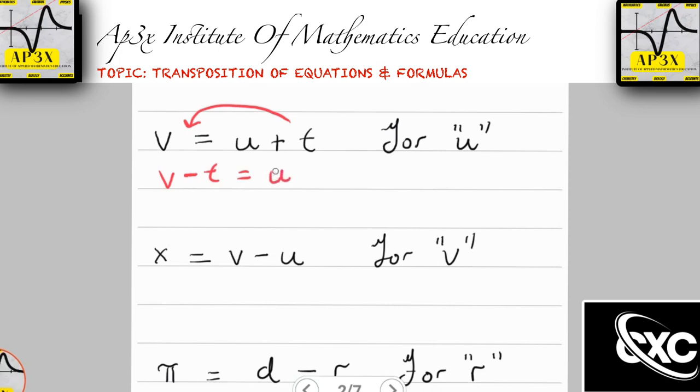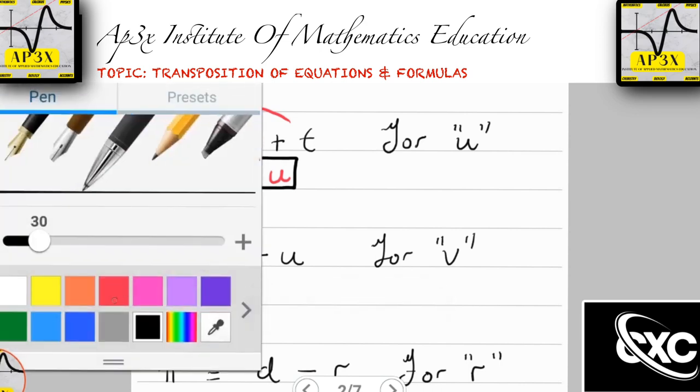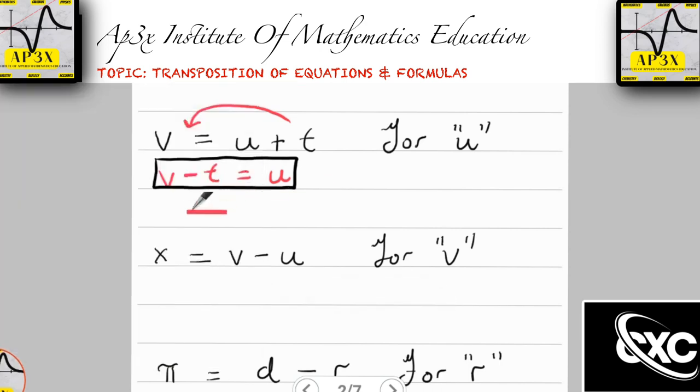So right here you can see that u is now by itself on one side. Therefore my answer is, as you see here on screen, v take away t equals u. Again, another instructor, as I said, may say to you, hey, this particular equation can be worked v take away t on the left, and that's going to be equal to u plus t take away t.